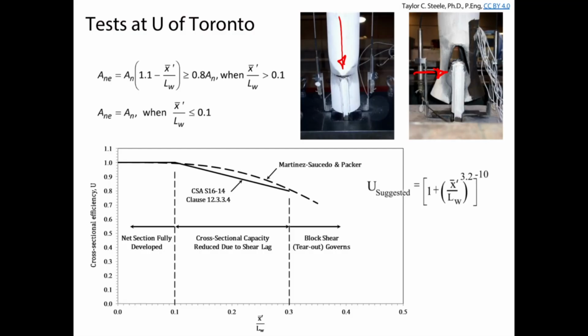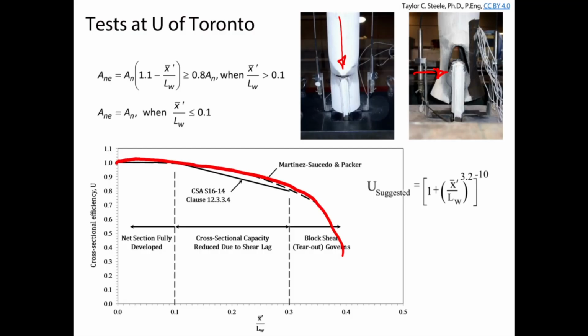And so basically we're trying to figure out how much of that cross-section is effective in tension. And when Jeff Packer and his student did this research at University of Toronto, what they did was some experimental tests and some finite element analysis, and they said, okay, what is the shear lag factor? And they basically got something like this.